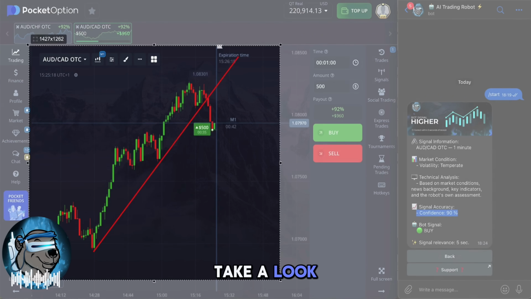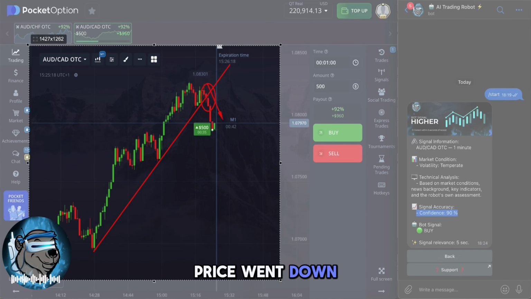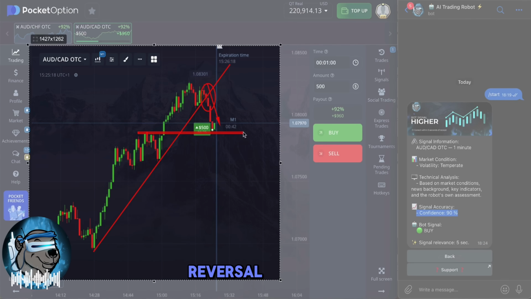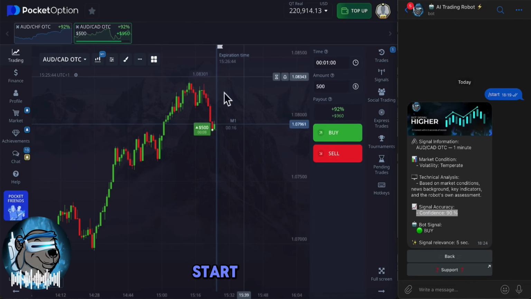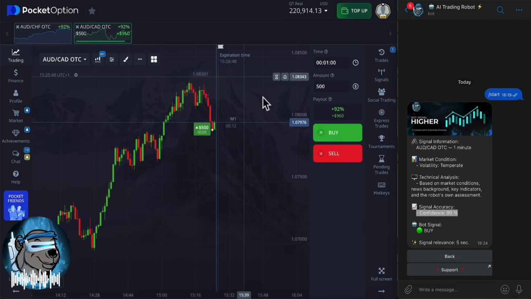Let's at least take a look at the current support zone, where the price was actually broken through, after which the price went down. At the same time, we can see that the reversal happened at a level that used to be resistance in the past, but now serves as support. After that, the price reversed, and possibly, it may now start to recover its upward trajectory in the current uptrend.